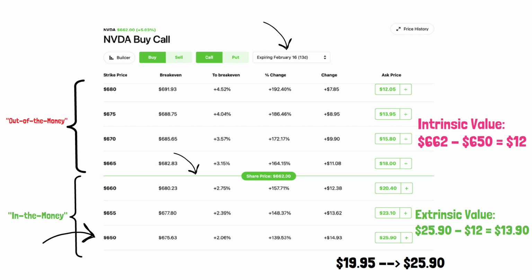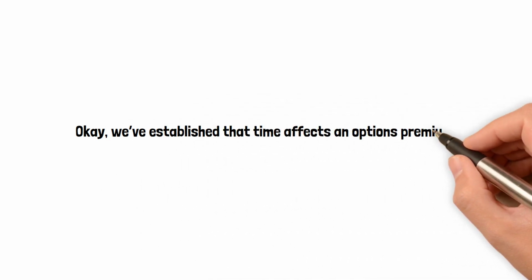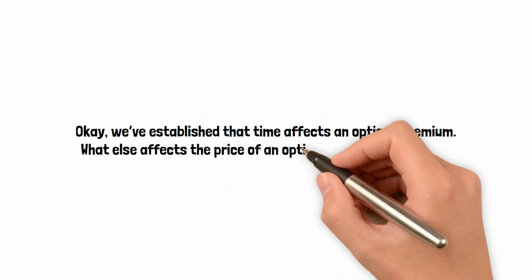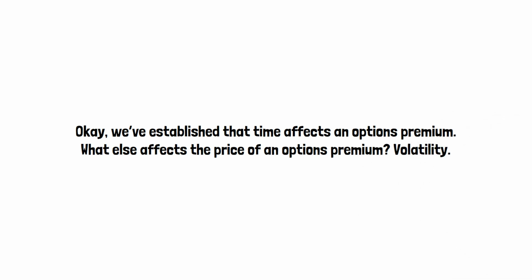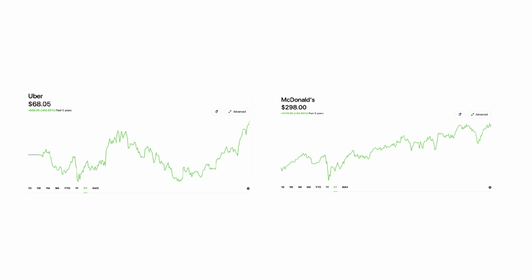Okay, we've established that time affects an options premium. What else affects the price of an options premium? Volatility. I have 2 stocks here, Uber and McDonald's. These charts go 5 years back, and actually they both have returned 62% in this time period, which is perfect for explaining this example. The end result is the same, 62%, but how have both of these companies gotten there?